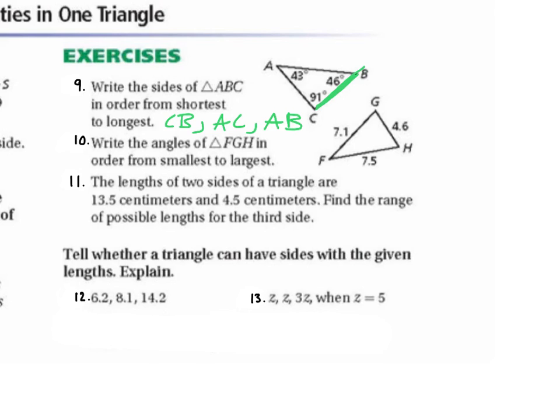Let's look at 10. Write the angles of triangle FGH in order from smallest to largest. So what's our smallest angle we have here? Angle F. What's our second smallest? Angle H. And what's our largest angle? Angle G. Remember, the smallest angle is going to be opposite of the smallest side.